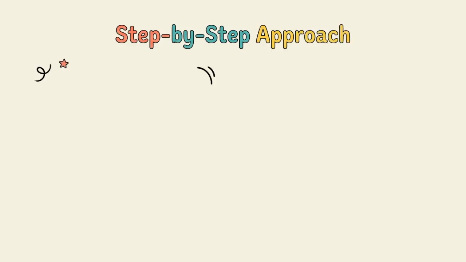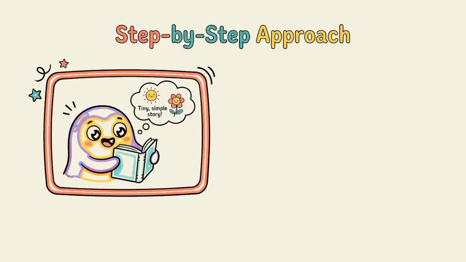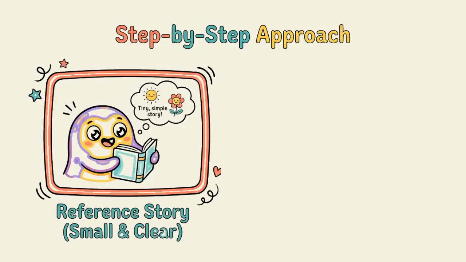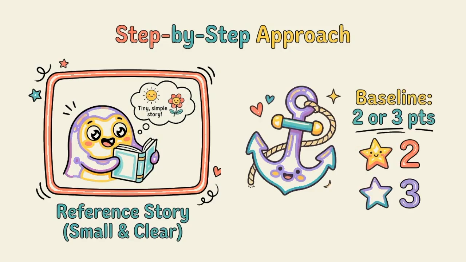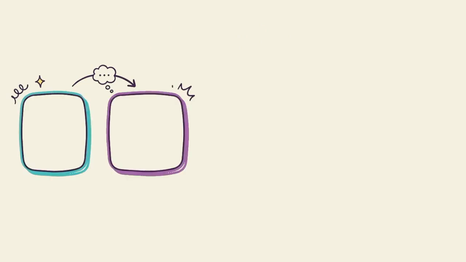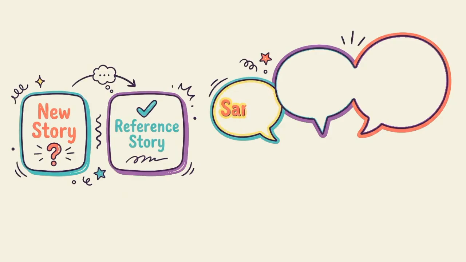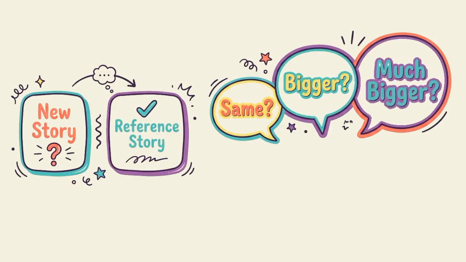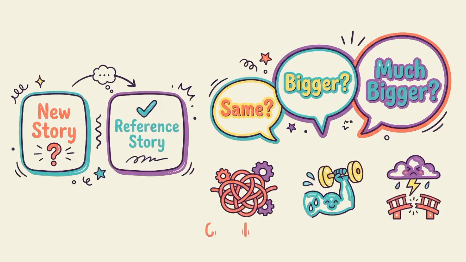Now let's walk through a simple step-by-step approach to estimating story points. First, select a reference story. This should be a small, well-understood story that the whole team agrees is clear. Next, assign this story a baseline value, such as 2 or 3 points. This baseline becomes your anchor. After that, take another story and compare it to the baseline. Ask whether it feels about the same size, slightly bigger, or much bigger. The team then discusses differences in complexity, effort, risk, and time.